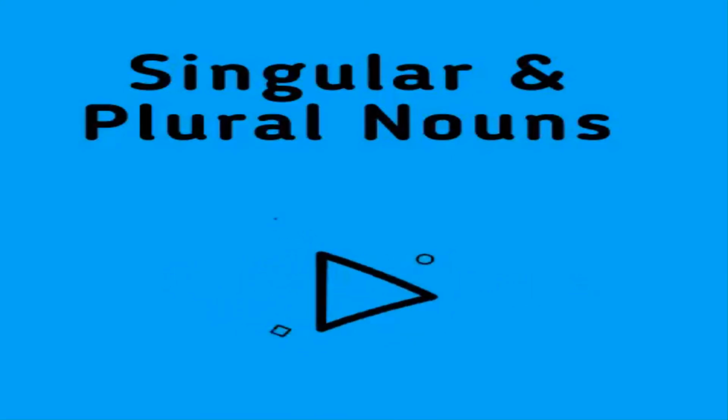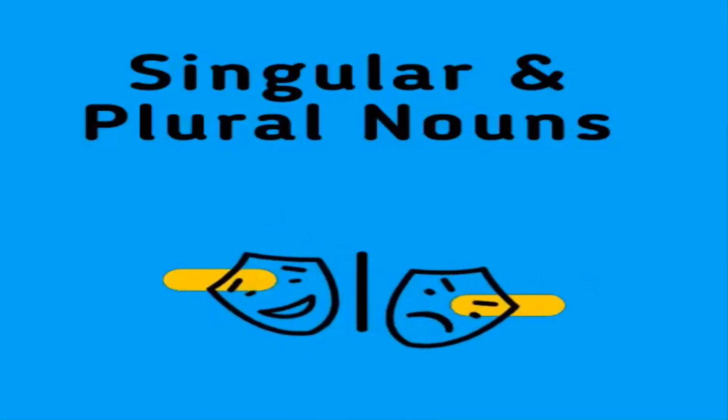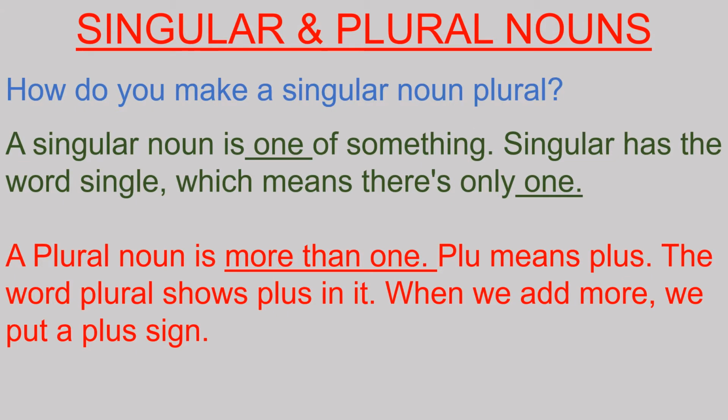Now we will move on to the topic singular and plural nouns. How do we make singular or plural nouns? A singular noun is one of something. Singular has the word single, which means there is only one. A plural noun is more than one. Plu means plus. The word plural shows plus in it. When we add more, we put a plus sign, isn't it?